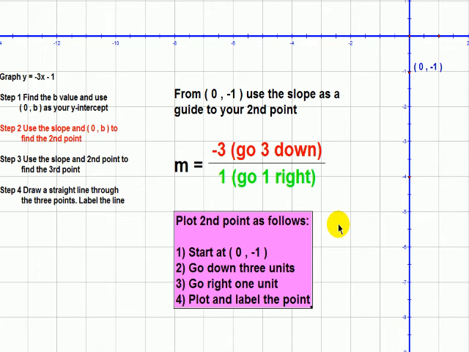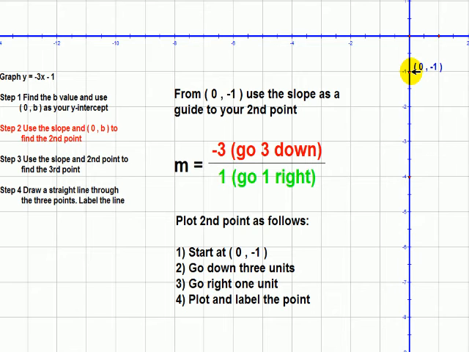To do the second point, follow these 4 steps. Start at the 0, negative 1, or the y-intercept. Go down 3 units, go right 1 unit, and plot and label the point. So, start at 0, negative 1, and what do you do?